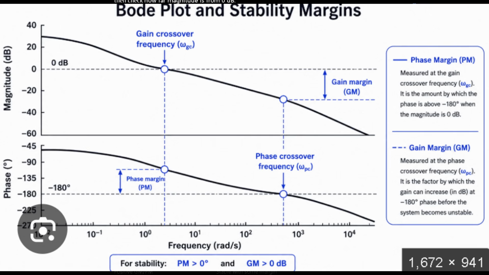From minus 180, minus 100 means plus 100, so it is minus 80. So 80 is the phase margin here.